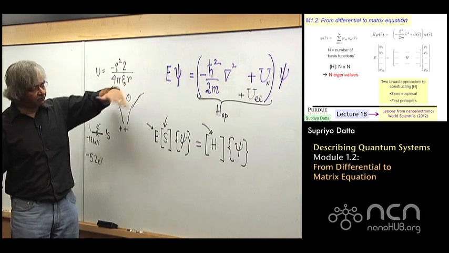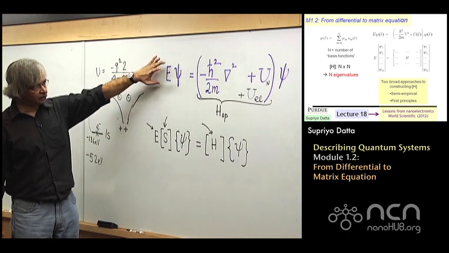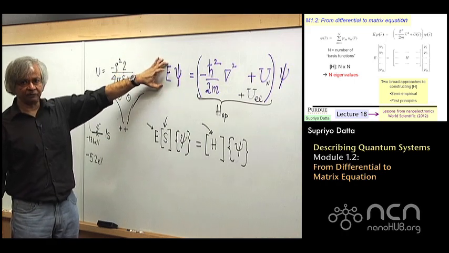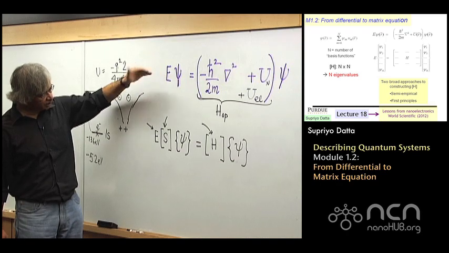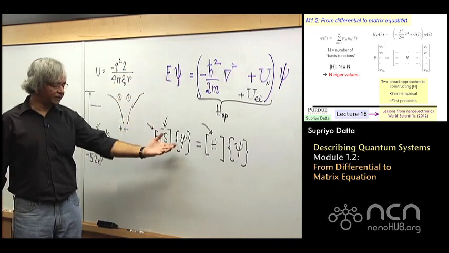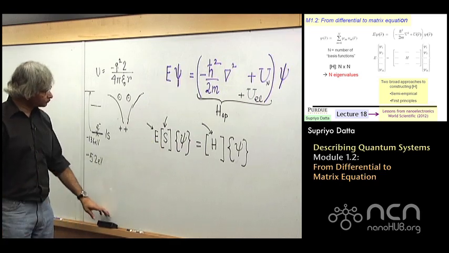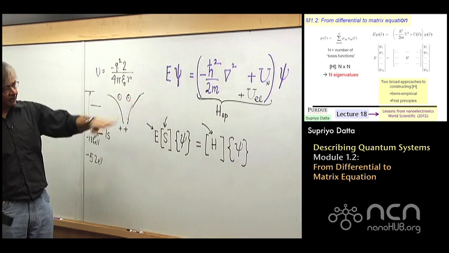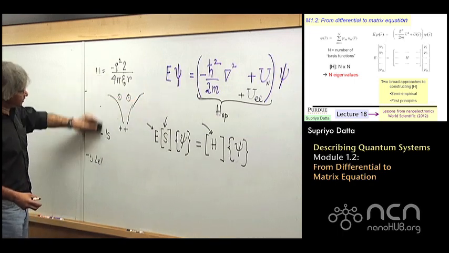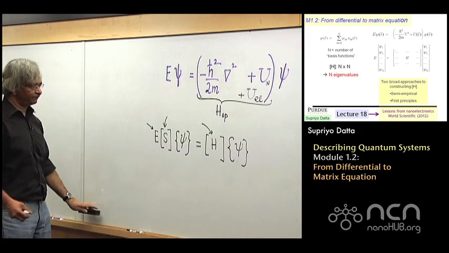So the overall point is that this is the differential equation. That's the differential equation form of the Schrodinger equation. And you could turn it into a matrix equation, give it to a computer, and then it would solve all the energy levels for you. Now, how do you turn it into a matrix equation? Well, the general approach, the first principles approach is something like this.